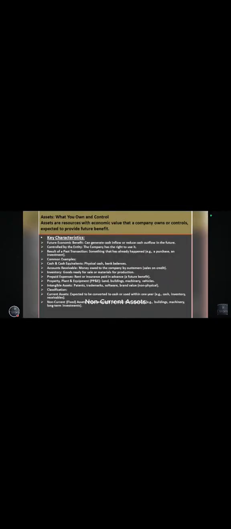Accountants like to classify assets into 2 main groups. Current assets are things expected to be converted into cash or used up within 1 year. This includes receivables. Non-current assets, also called fixed assets, last longer than 1 year, like your buildings, machinery, and long-term investments. So, assets are simply all the valuable resources the business controls.